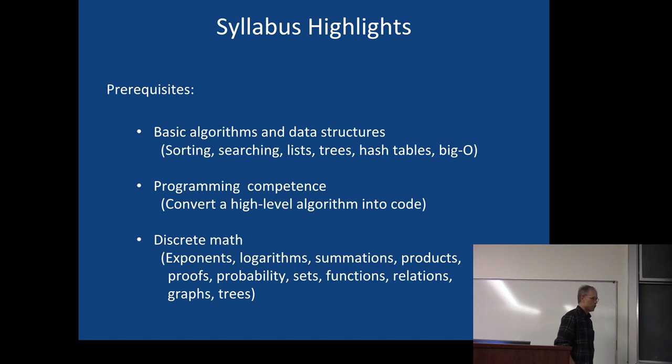You need to have a little bit of facility with discrete math, as in 2100. So we're talking about exponents, logarithms, summations, products, simple proofs, simple probability, discrete probability, sets, functions, relations, graphs, trees. That's sort of the language of algorithms. So in order to make descriptions precise, we need to talk about sets or trees or logarithms or summations over a sequence, that sort of thing. So essentially, 2420, any number of courses for programming competence, and 2100 are the prerequisites.